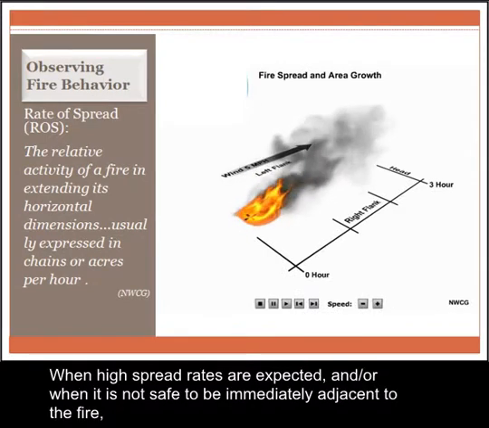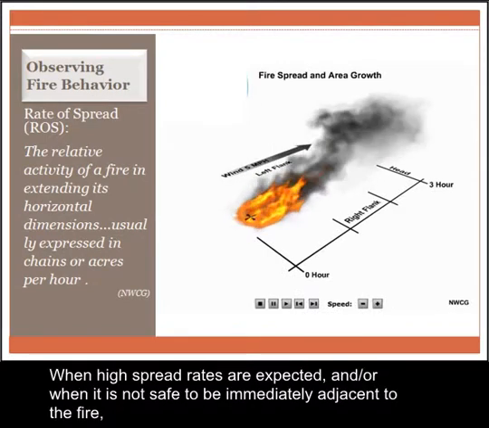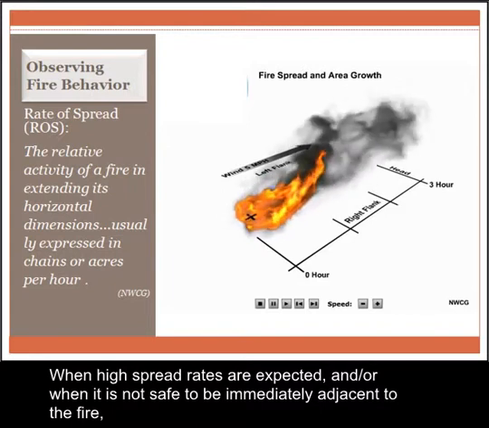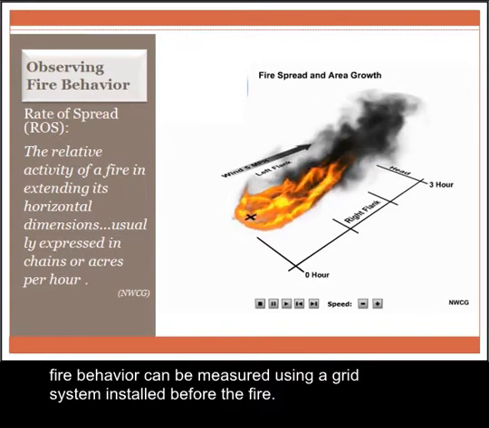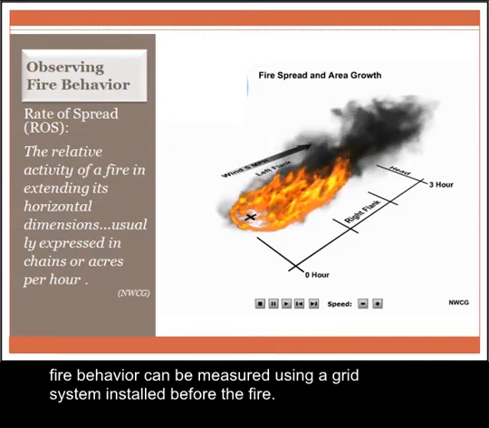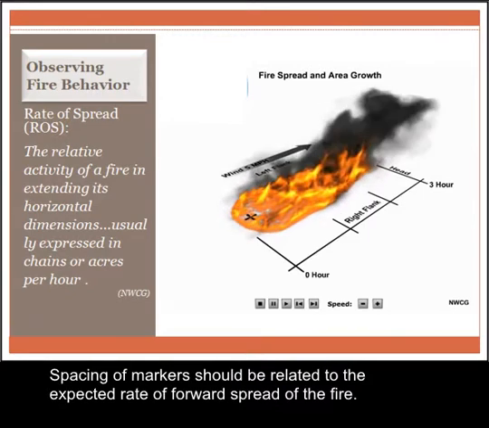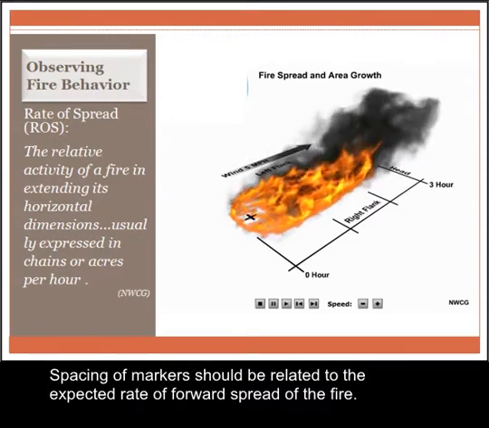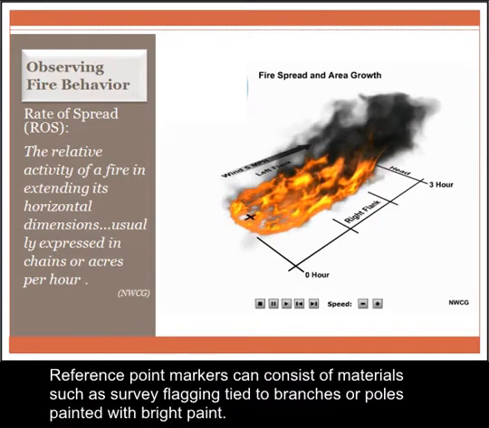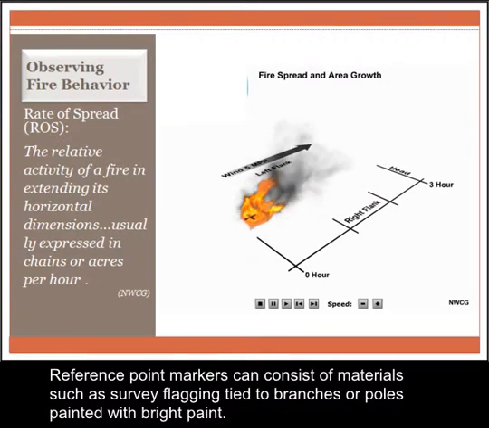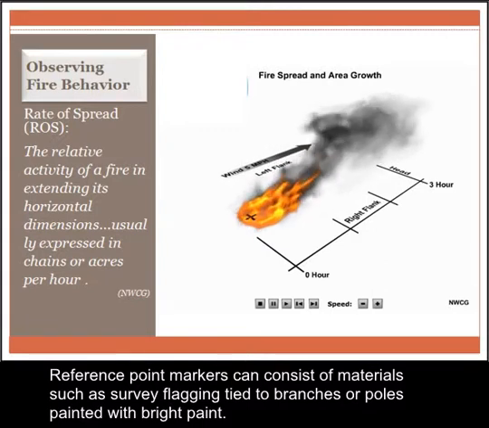When high spread rates are expected, and/or when it is not safe to be immediately adjacent to the fire, fire behavior can be measured using a grid system installed before the fire. Spacing of markers should be related to the expected rate of forward spread of the fire. Reference point markers can consist of materials such as survey flagging tied to branches or poles painted with bright paint.